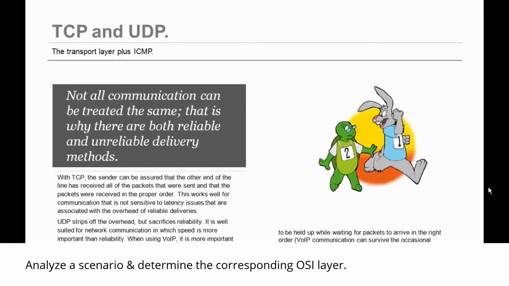Not all communication can be treated the same. That is why there are both reliable and unreliable delivery methods. With TCP, the sender can be assured that the other end of the line has received all of the packets that were sent and that the packets were received in the proper order. This works well for communication that is not sensitive to latency issues that are associated with the overhead of reliable deliveries. UDP strips off the overhead but sacrifices reliability. It is well suited for network communication in which speed is more important than reliability.